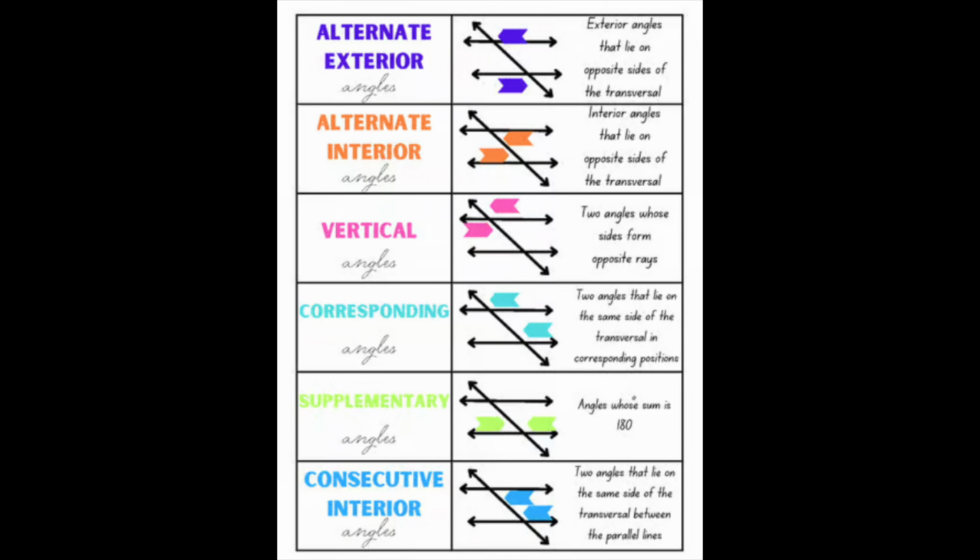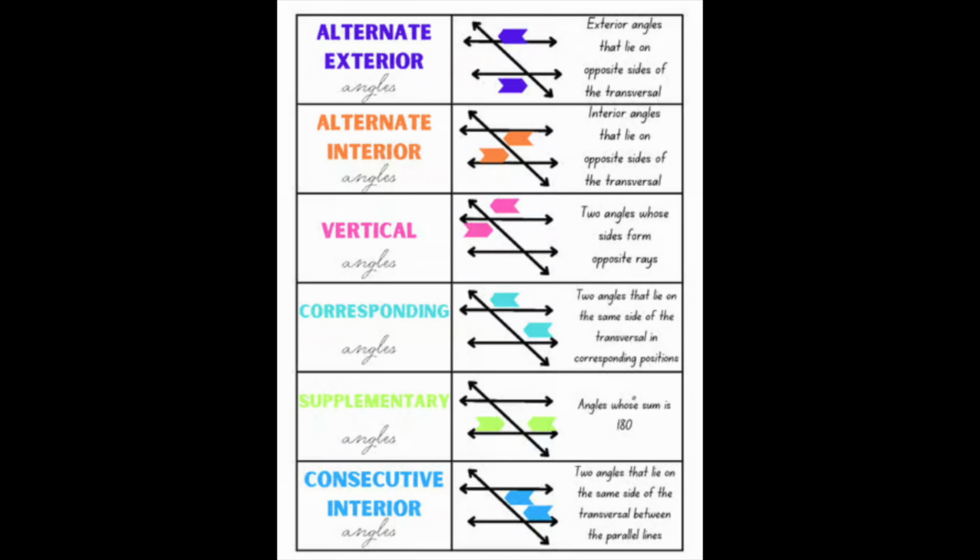Next, we'll get into supplementary angles. This should also be a review. Supplementary just means that these two angles form a straight line and they will add to 180 degrees. And now for our last term, this one is new. We have consecutive interior angles. They can also be referred to as same side interior. These types of angles are on the same side of the transversal between the parallel lines.